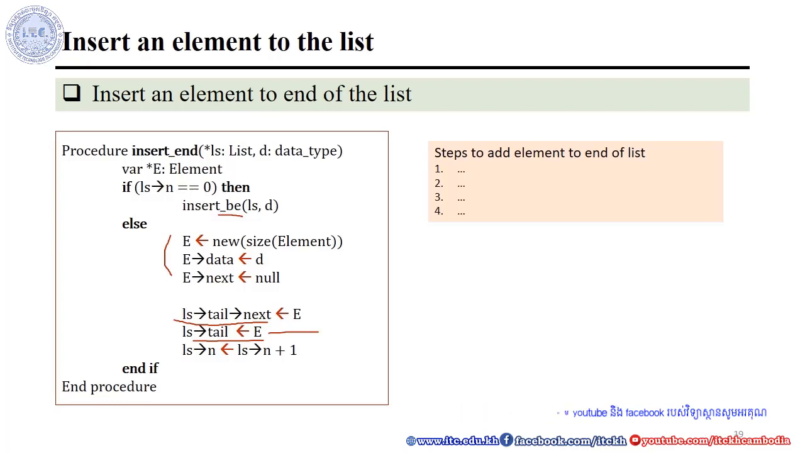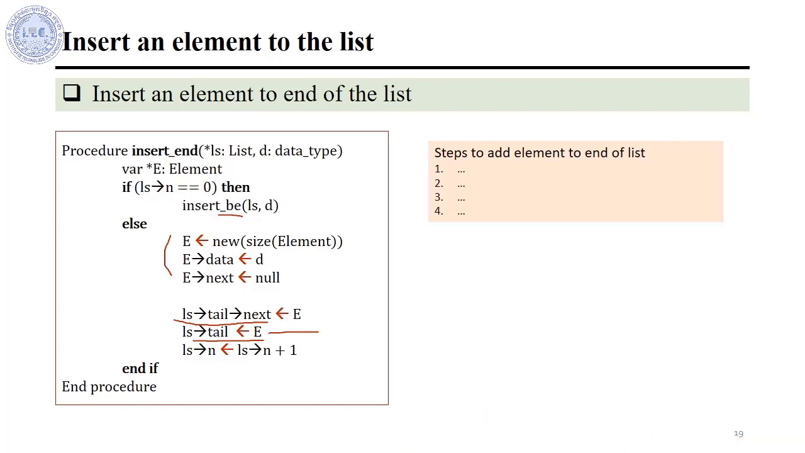What you need to do is simply create a new element, and next we change the tail. The pointer of the tail is now not pointing to nil, it points to E, which is the new element. And now E should become the tail of the list. We can assign it this way, ls tail points to e instead. Last but not least, you increment the value n here. So that's it on how you can insert a new element to the end of the list.